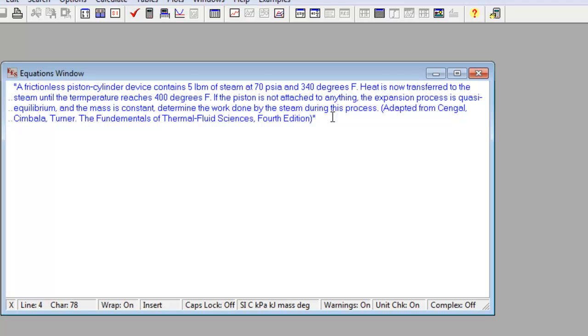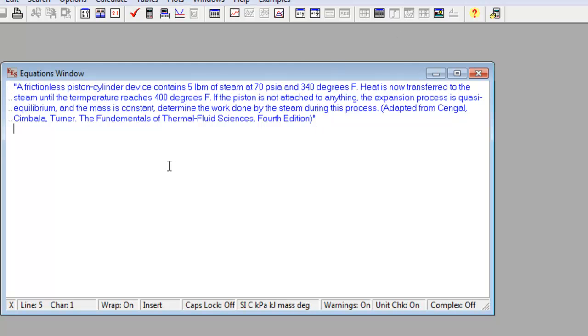So here we have a question that I adapted from the Cengel-Cimbala-Turner book, Fundamentals of Thermal-Fluid Sciences, 4th edition. A frictionless piston-cylinder device contains 5 pounds of steam at 70 psi and 340 degrees Fahrenheit. Heat is now transferred to the steam until the temperature reaches 400 degrees Fahrenheit. The piston is not attached to anything, the expansion process is quasi-equilibrium, and the mass is constant. Determine the work done by the steam during this process.